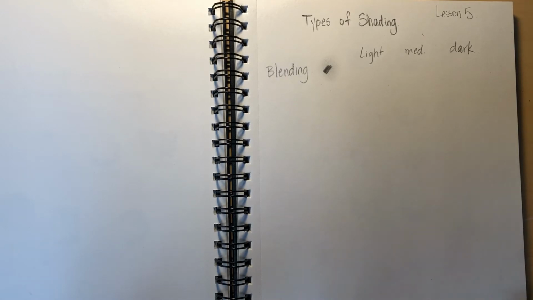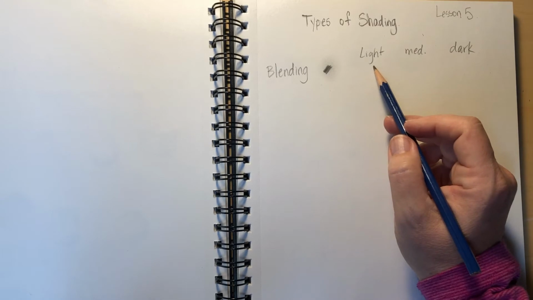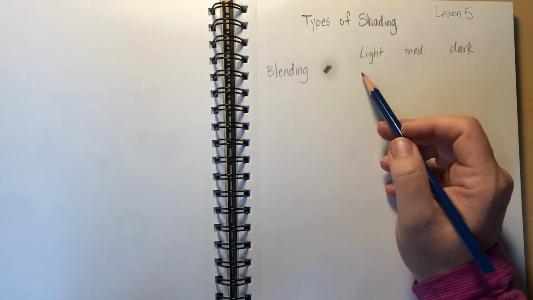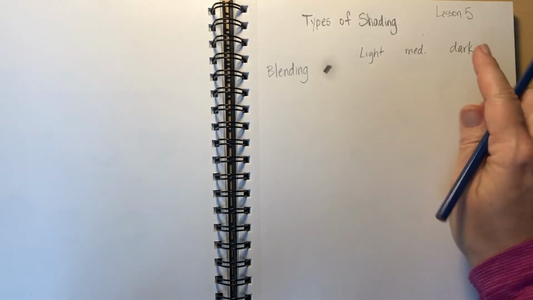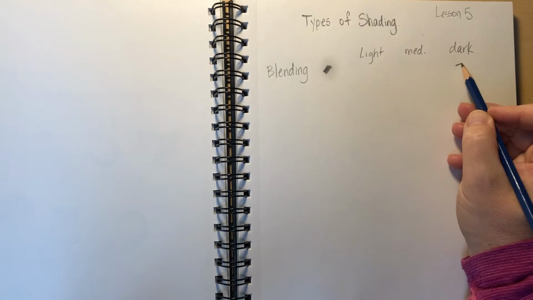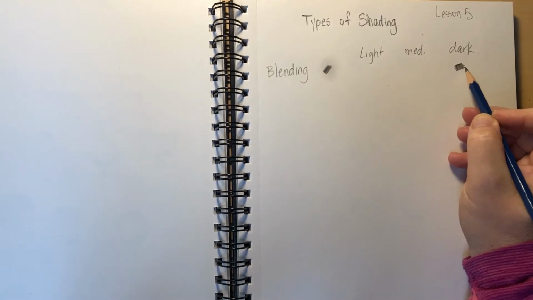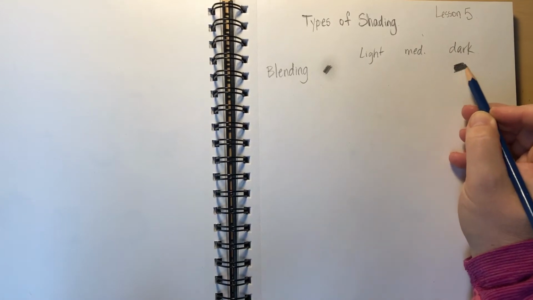So when it comes to blended shading, often what you'll want to do is you'll work one of two ways. You can either start really light and work your way dark, or you can start really dark and work your way light. I'm going to just try going dark, because then I can see how far I can smudge. So I've got my 2B pencil. I know it'll smudge pretty well.